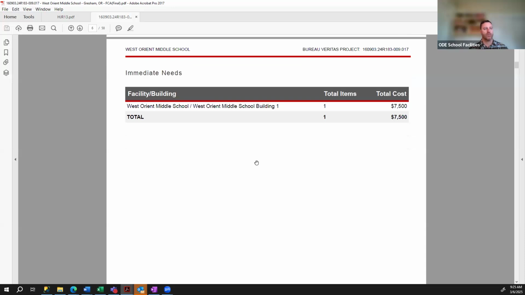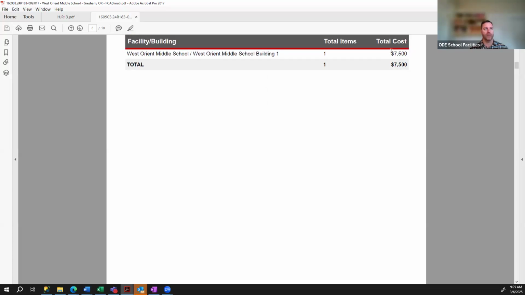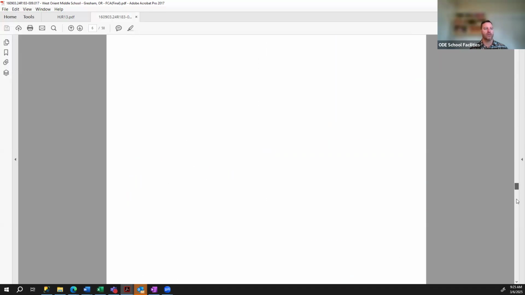So this report has some immediate needs. It says that the West Orient Middle School Building 1 has $7,500 in costs. So that's just, again, a high level. You can show this information to a principal or a board member or whomever, if they're curious what the immediate needs are. And then you would be able to match this $7,500 up with a specific system down in the appendix.